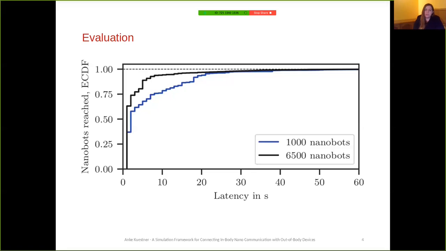These effects are mainly coming from the distribution of the nanobots, since they are not equally distributed. And in my thesis, I found out that most of the nanobots are in the upper body and way less are in the legs and arms. So there are often gaps between the nanobots where they can't communicate with each other.